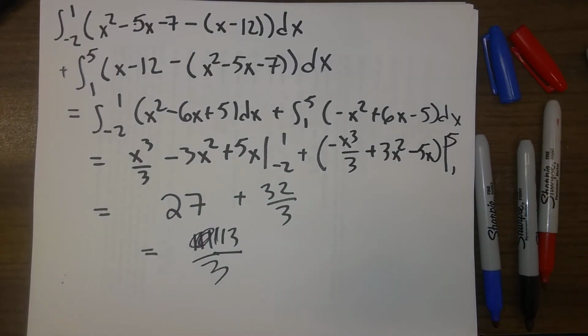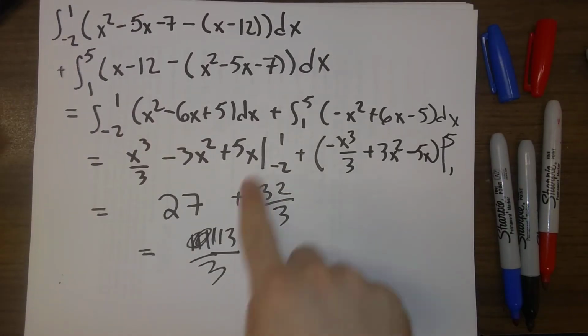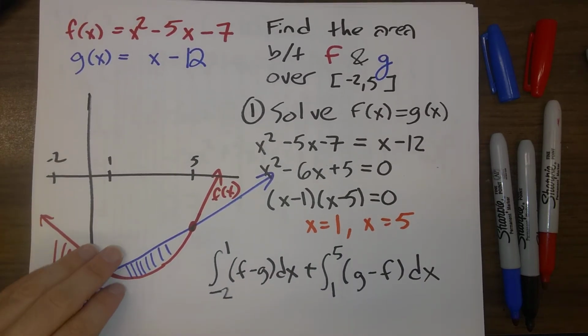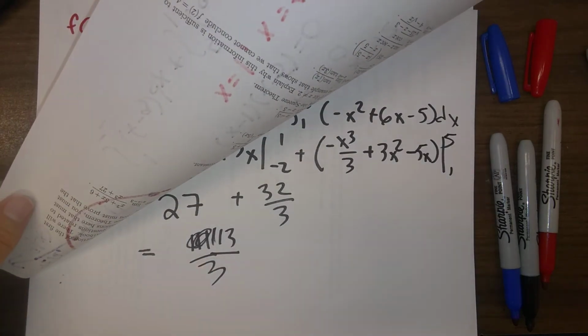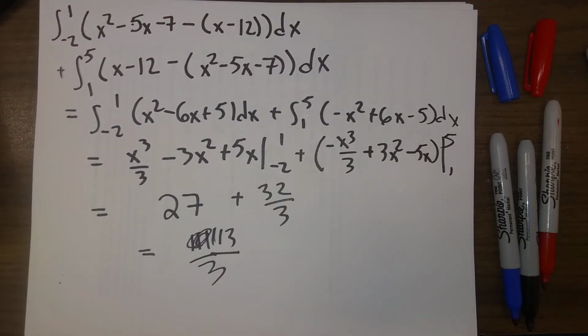So 27, that's this area right in here. 32 over 3, that's this area right in here. And adding those together gives you 113 over 3. Okay, let me make some concluding remarks about this problem. There are some things to look out for and some twists that I can throw onto this problem.